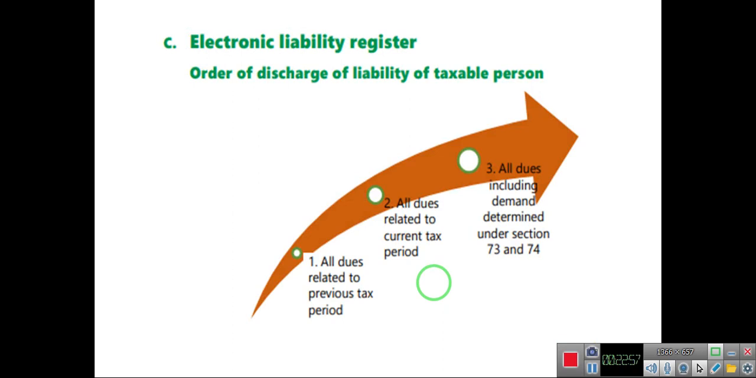The third, the electronic liability register, shows the net liability of the taxpayer. The order of discharge of liability of a taxable person is first all dues related to the previous tax period, then dues related to the current tax period, and the next order is demand determined under section 73 and 74.